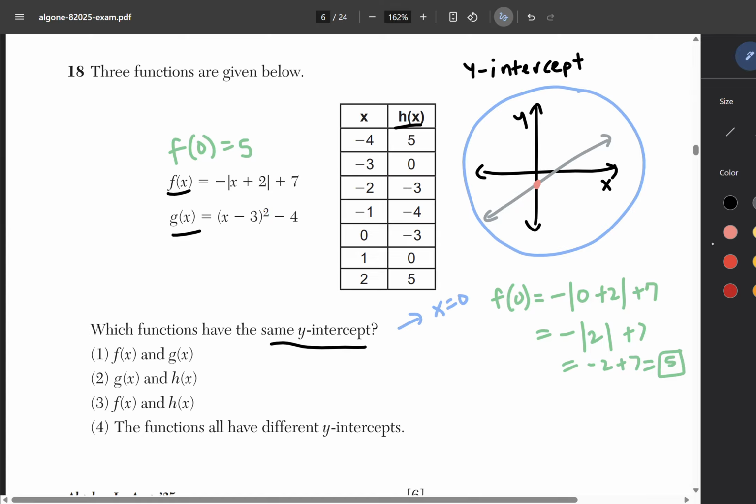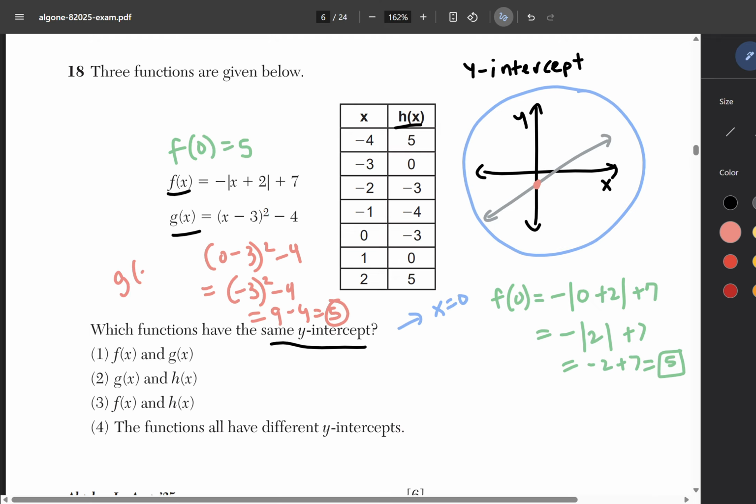Next, we're going to do the same with g of x. So g of 0 is equal to 0 minus 3 squared minus 4. That's equal to negative 3 squared minus 4, equal to 9 minus 4, which is equal to 5. Which means that g of 0 is equal to 5.